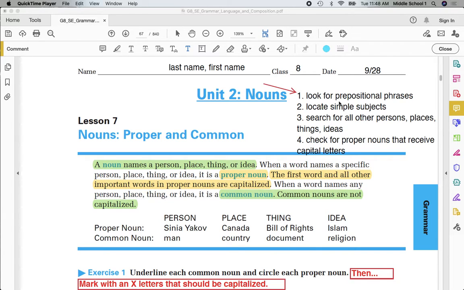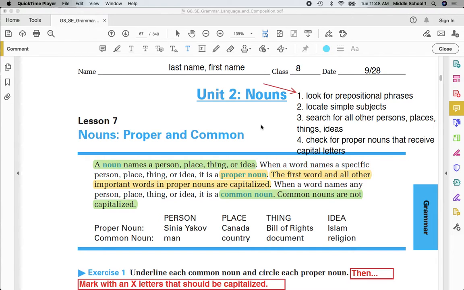Number 3 is the simple definition that we find on our page that we'll be going over in just a moment. 4, check for proper nouns that receive capital letters. We know that specific names of persons, places, things are going to have capital letters. If you keep these 4 things in mind, you're going to find out that the identification of nouns becomes a bit simpler.